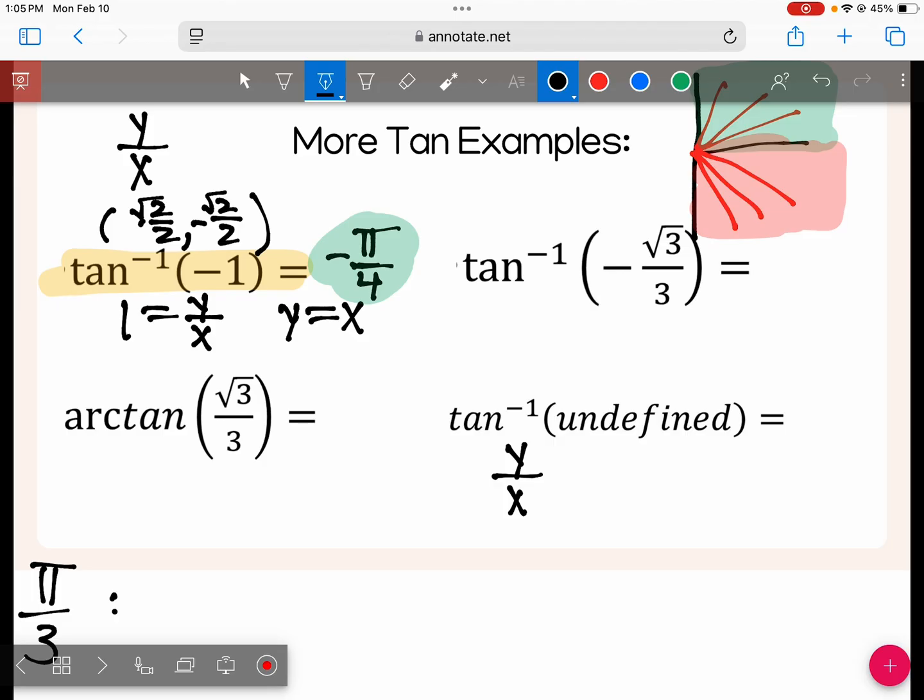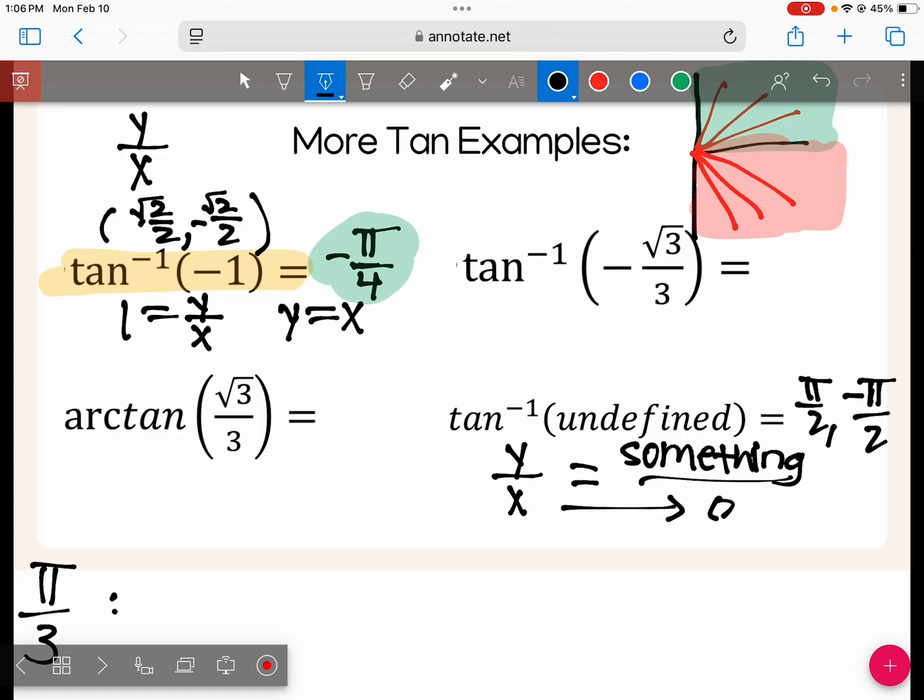If I end up with an undefined value, what must be true of my value? Is the 0 on the top or the bottom? The bottom. So we have something over 0, which means our x must be equal to 0. Where on our unit circle is our x equal to 0? Is that the only place where it is? Which is negative pi over 2. So in this case, we actually have two values that are valid.